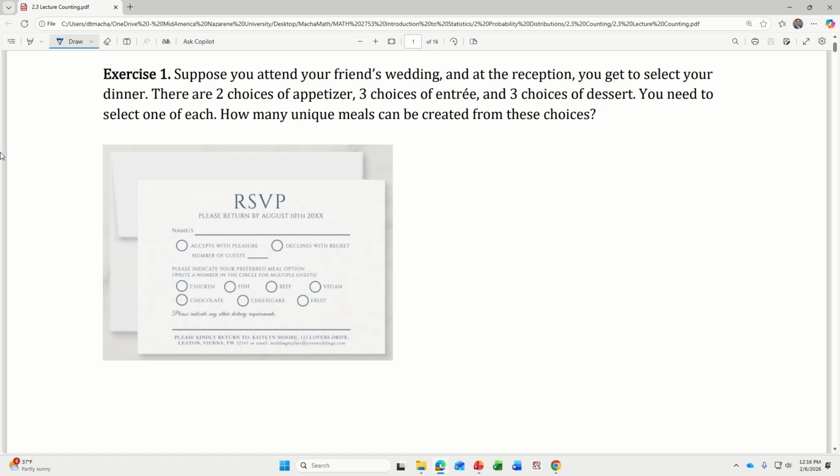All right, today we're going to learn about counting. So hopefully it'll be a quick and painless kind of lecture day. Suppose you attend your friend's wedding and at the reception you get to select your dinner. There are two choices of appetizer.